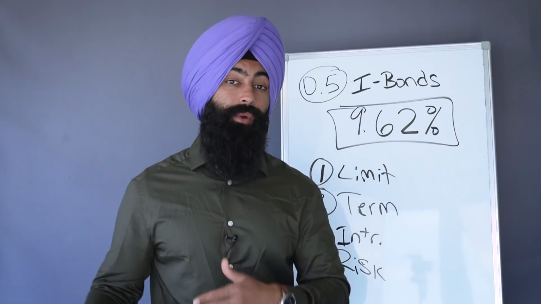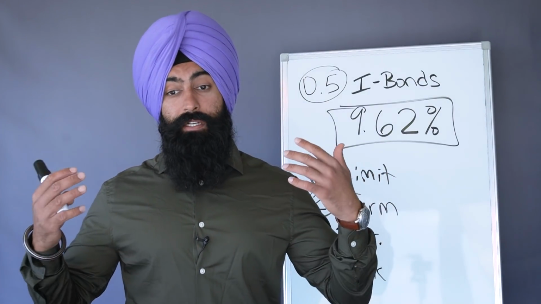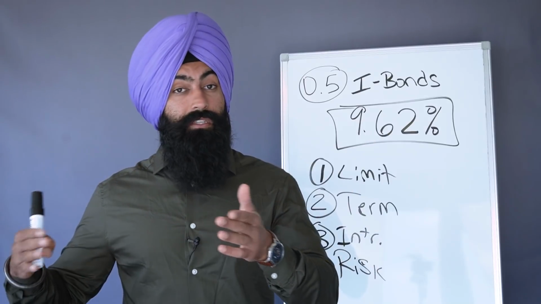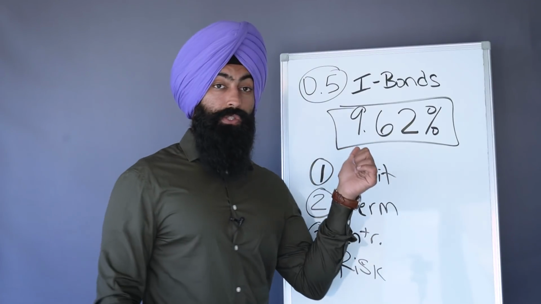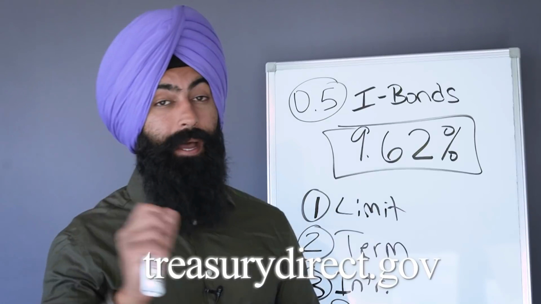So it's just something that you want to be aware of, that there are risks associated with these I-bonds, because there's a risk of a potential default. If the government defaults on some of its debts, then you would lose your investment. If this is something that you're interested in, you can go to treasurydirect.gov and buy an I-bond over there.